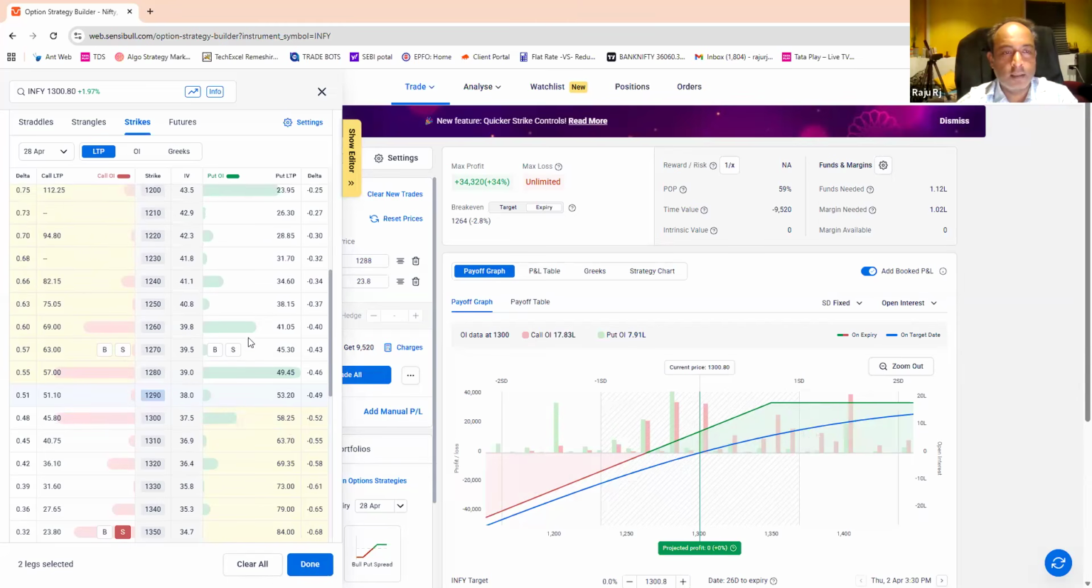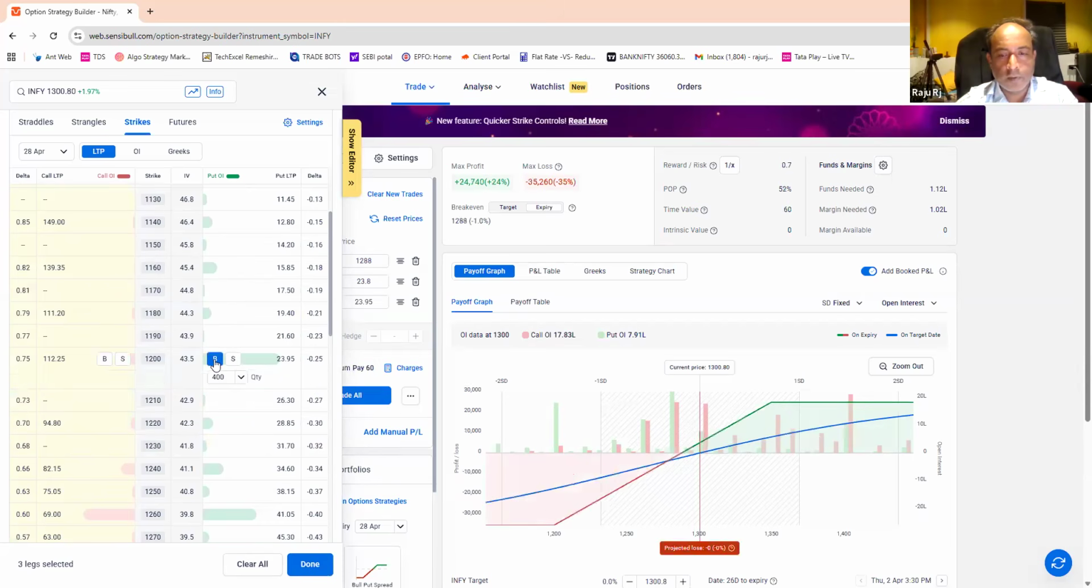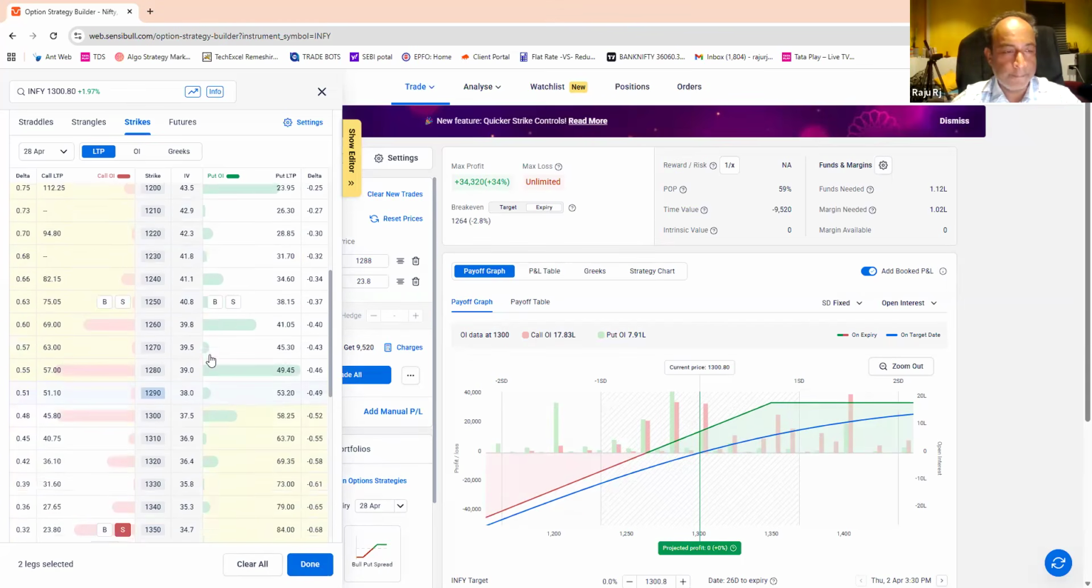And you can protect it. Instead of keeping a stop loss, you can just buy a 1200 put, so the maximum loss is also defined here. So you can adjust the call option. What does that mean, right?